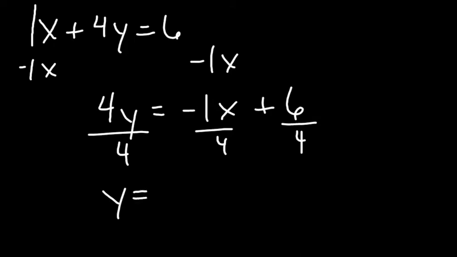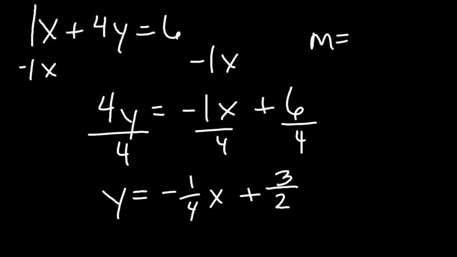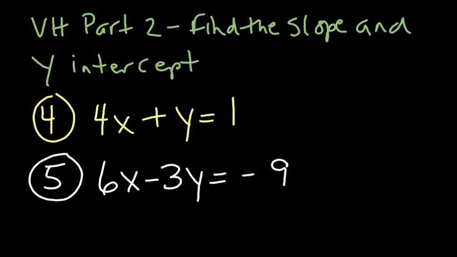So we get y equals -1/4 x plus, go ahead and reduce your fraction, 3/2, or 1.5, either way. So the slope is -1/4, the y-intercept is 3/2. Here's video homework part 2. Remember, it's not in slope-intercept form. You have to rewrite it, which means solving for y, because we want y equals.